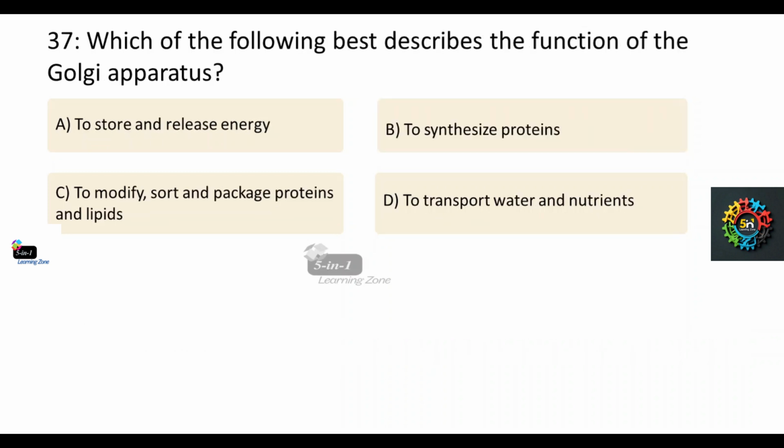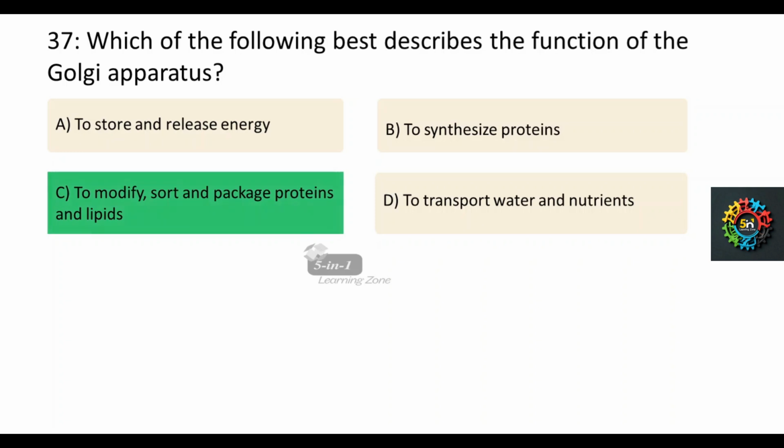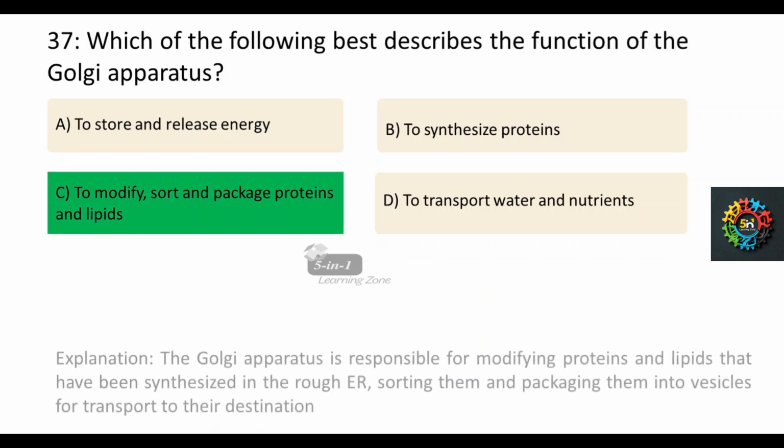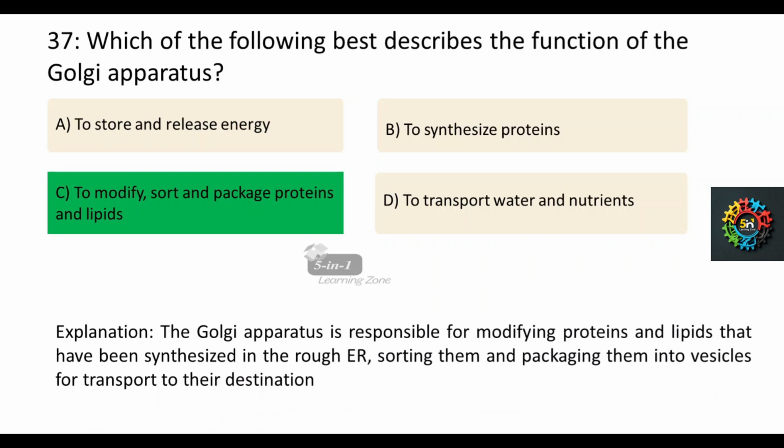37. Which of the following best describes the function of the Golgi apparatus? Answer. C. To modify, sort, and package proteins and lipids. Explanation. The Golgi apparatus is responsible for modifying proteins and lipids that have been synthesized in the rough endoplasmic reticulum, sorting them and packaging them into vesicles for transport to their destination.